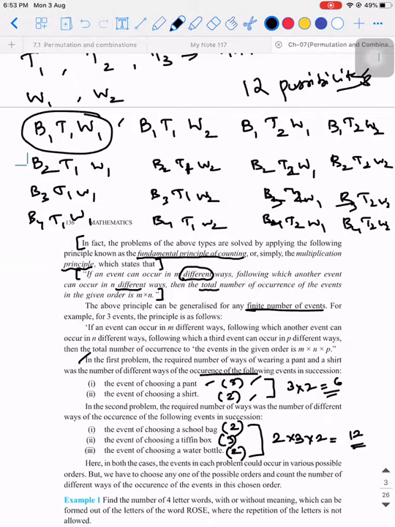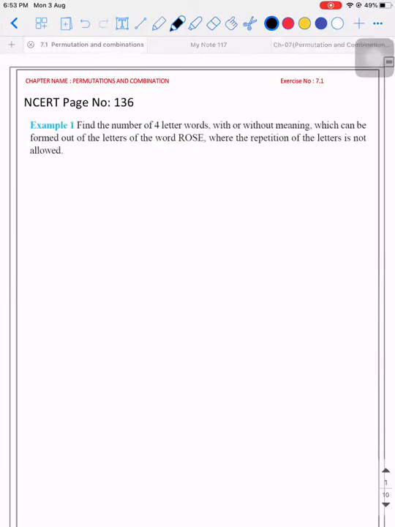Yes, sir. Now I'm going to do some example problems which are there in NCERT page 136. The first problem is, find the number of 4-letter words, with or without meaning, which can be formed out of the letters of the word rose, where the repetition of letters is not allowed. I will do it in a lengthy process and show you, then I will tell you how to do it in one step, which is the way you are supposed to do it in the exam also. But that lengthy process is only for you to visualize what exactly is happening inside.